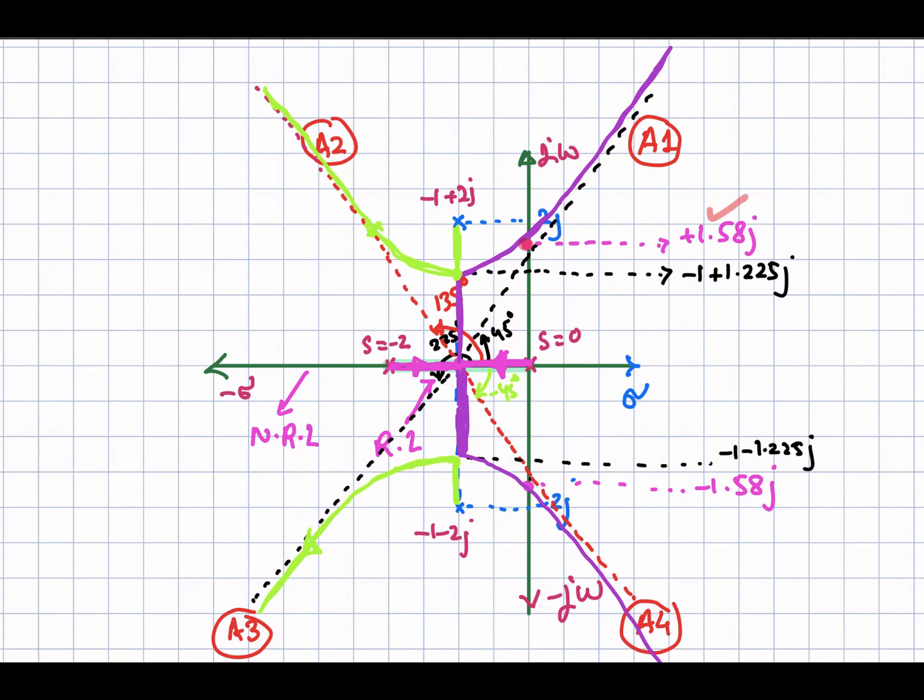And similarly over here, this pole coming over here will move like this, and from this point it will start moving towards the asymptote, and it will move along the asymptote and cross the j omega axis at minus 1.58j.